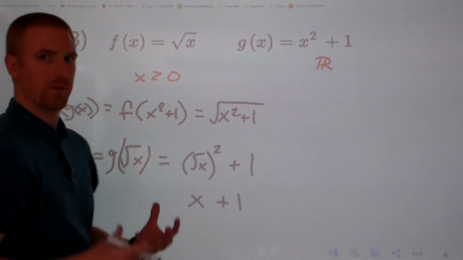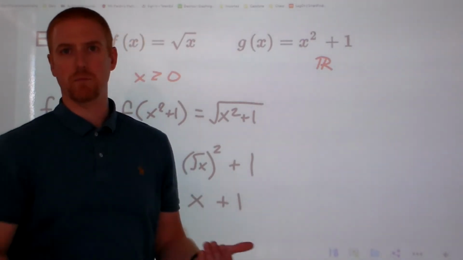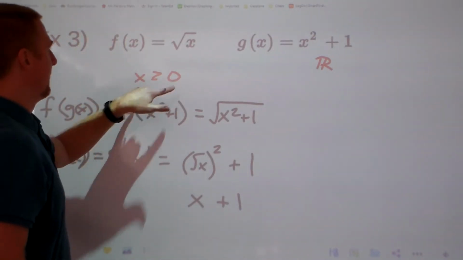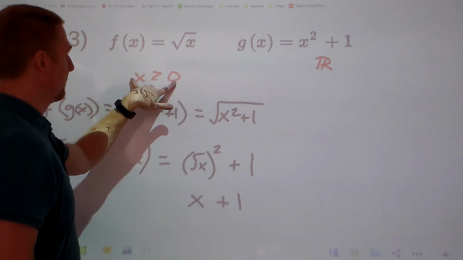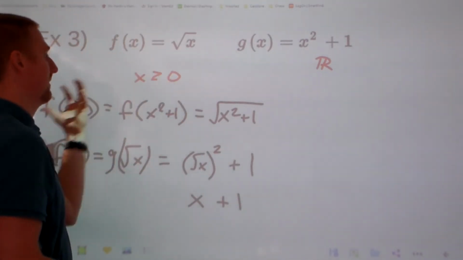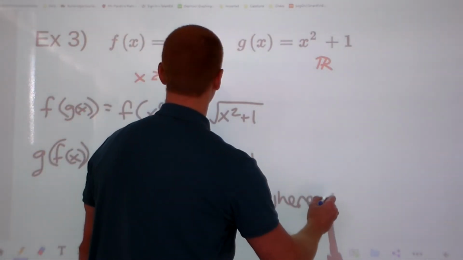Again, this is another situation where it feels like it's a line, so it wouldn't have any domain restrictions. But we said in the beginning that if x is greater than or equal to 0, that's the domain, so we can't have anything less than 0 be in this domain. So that's got to carry through.